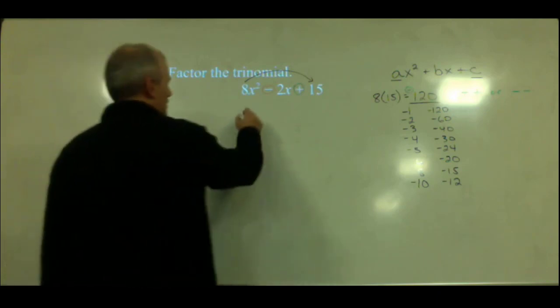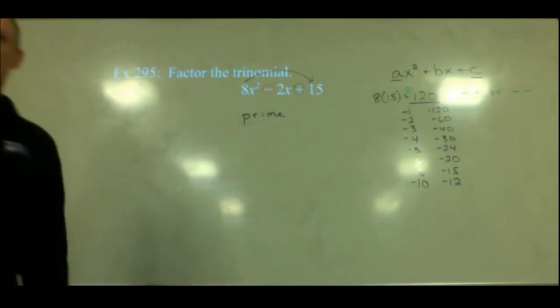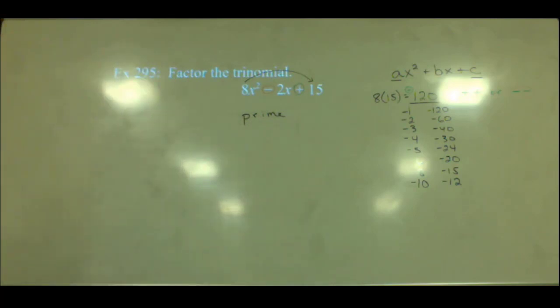And again, what we typically say is that you could write can't be factored, and that's fine. The directions on your homework might say write prime if it can't be factored. It'll usually say in the directions.